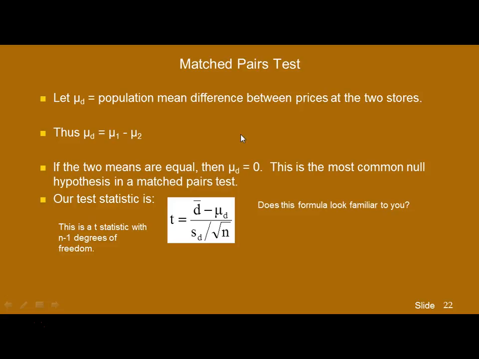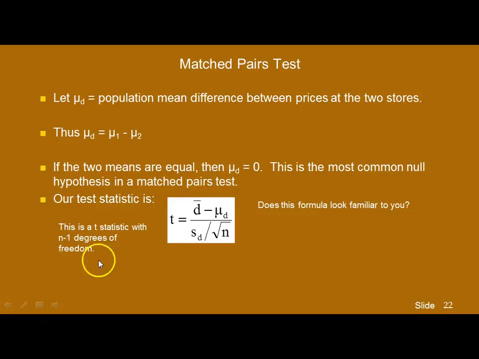We'll have a little different notation as usual. Mu D is going to stand for the population mean difference between the prices at the two stores. So in other words, mu D represents mu1 minus mu2. Notice that if the two means are equal, if mu1 equals mu2, then mu D would be 0. Mu1 minus mu2 would be 0. That's going to be the most common hypothesis. We're just going to do a hypothesis test here, by the way. We could do a confidence interval, but we're just going to do the hypothesis test.